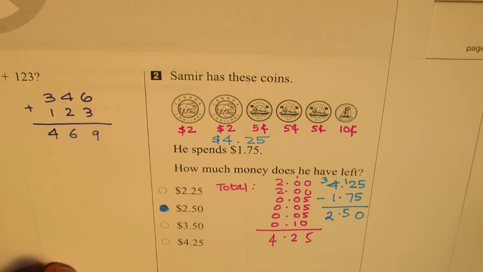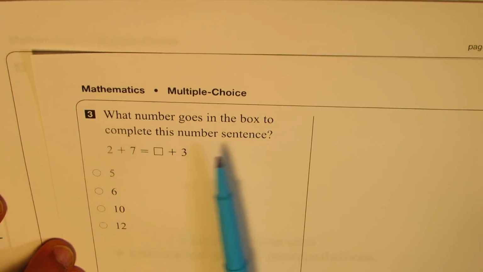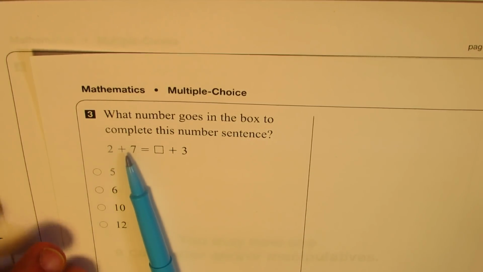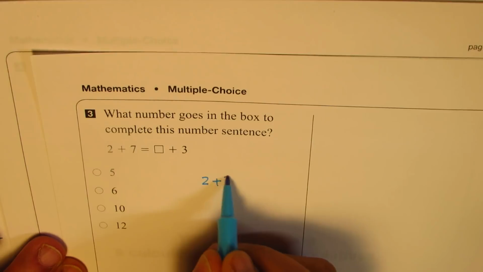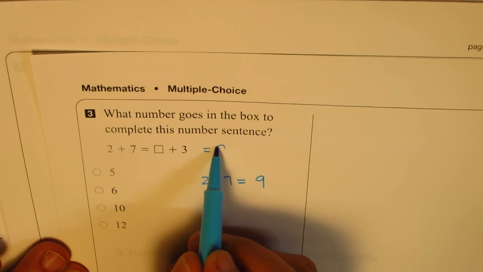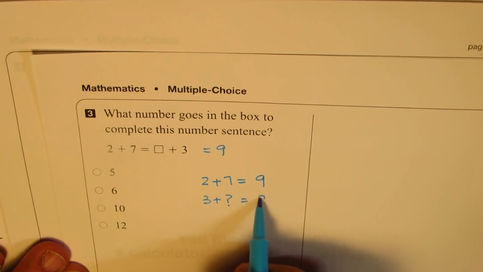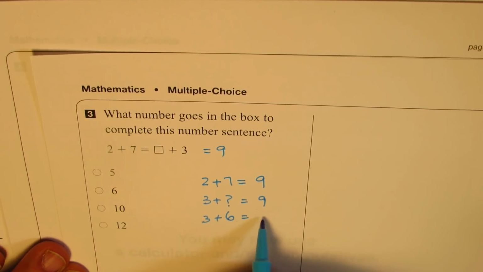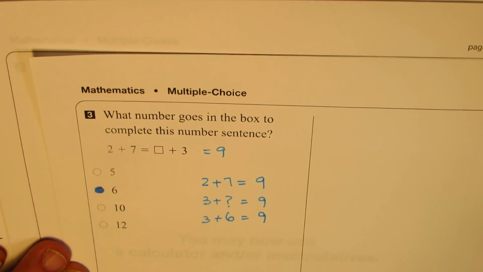Perfect. Let's move on and take question number 3. Question number 3 is, what number goes in the box to complete the number sentence? So we have 2 plus 7 equals to what plus 3. Now what is 2 plus 7, right? So we have 2 plus 7 is actually 9, right? So basically we have to get 9. So 3 plus what is 9? We know 3 plus 6 is 9, correct? So we'll fill in 6. Is that clear to you? So that is how you're going to answer this question.